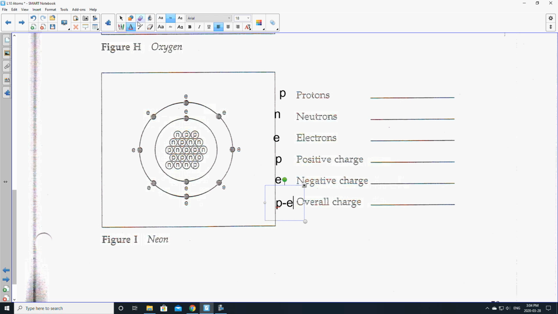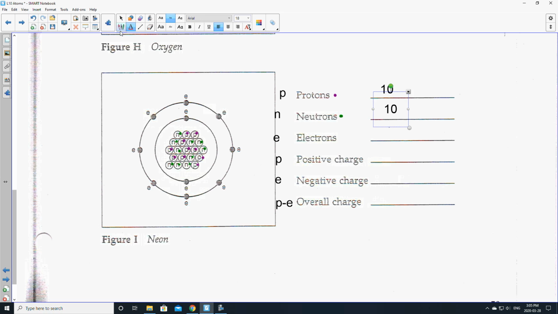Let's count out the number of protons. This time I'm going to use a more dark color. So protons are going to be purple for me. 1, 2, 3, 4, 5, 6, 7, 8, 9, 10. So there are 10 protons. Let's count out the number of neutrons next. So I'm going to do green for neutrons. 1, 2, 3, 4, 5, 6, 7, 8, 9, 10. So 10 neutrons as well.